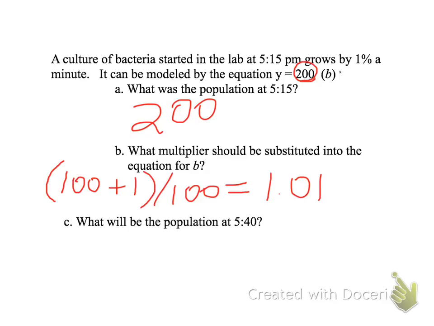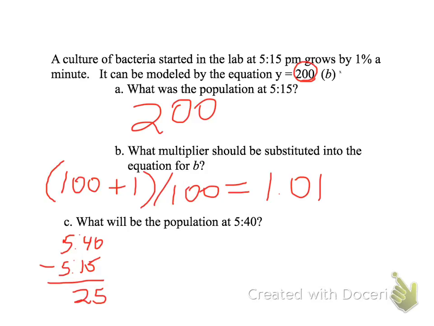So finally it asks me, what will be the population at 5:40? Well, we need to know how much later is 5:40, how many minutes have passed. So let's take 5:40 and see how many minutes have passed since 5:15. By the way, you can't subtract like this if you change hours because there's only 60 minutes in an hour. But regardless, 40 minus 15 is 25. So it's 25 minutes later that we want to know how many bacteria there are.